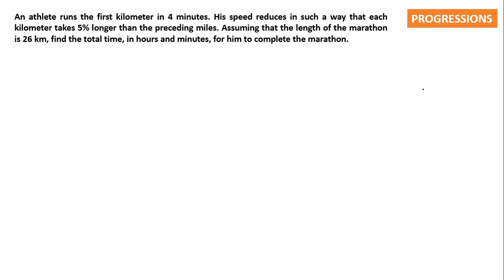An athlete runs the first kilometer in 4 minutes. His speed reduces in such a way that each kilometer takes 5% longer than the preceding kilometer. Assuming that the length of the marathon is 26 kilometers, find the total time in hours and minutes for him to complete the marathon.